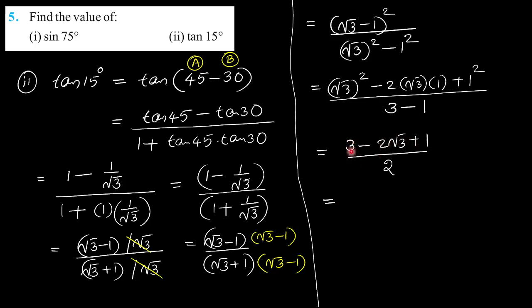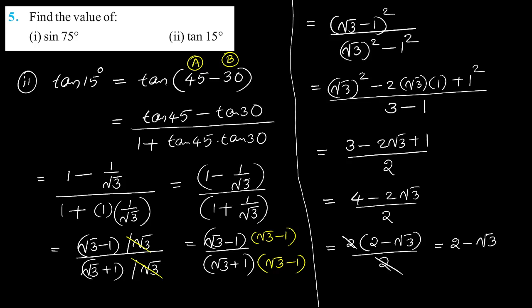Here 3 plus 1 is 4, minus 2 root 3, by 2. You can take 2 outside from the numerator. Is it correct? Yes. 2 into (2 minus root 3). 2 cancelled. So you get a simplified answer, 2 minus root 3. So I got tan 15 degree equal to 2 minus root 3.